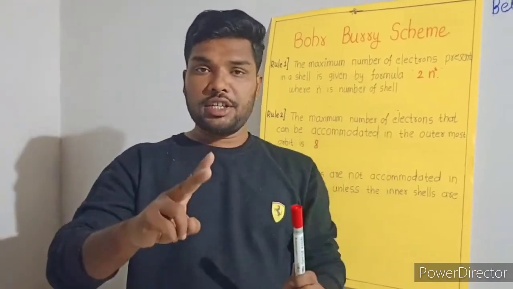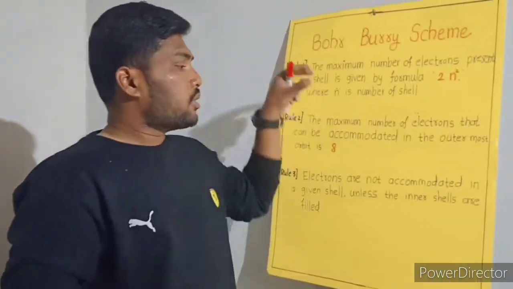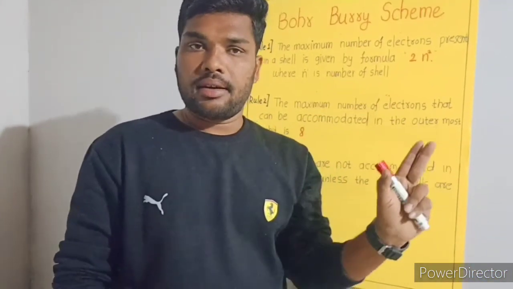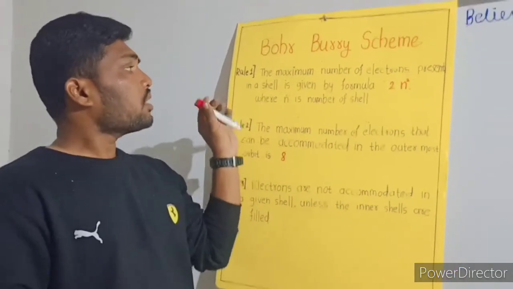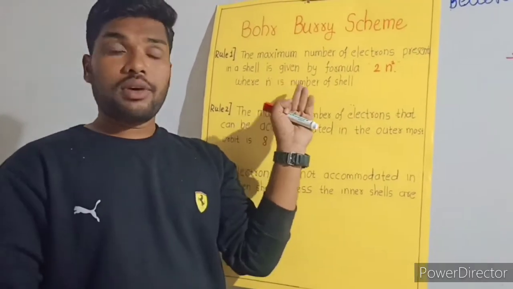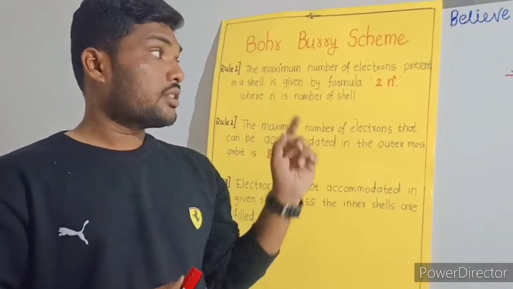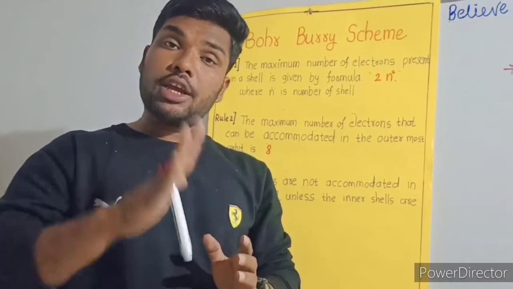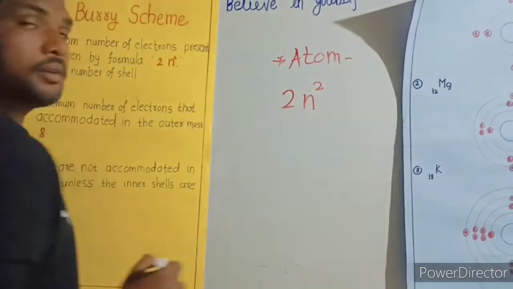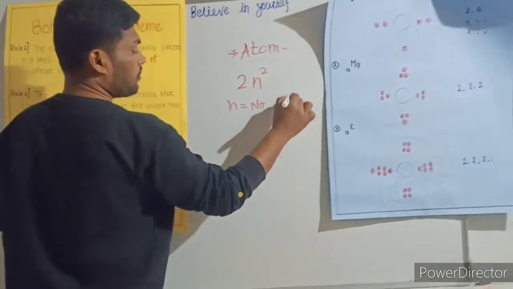Bohr and Bury were 2 scientists. They studied the structure of the atom and discovered 3 rules, and these rules help us to distribute the electrons in the cells. See here. What is the first rule? The maximum number of electrons present in a cell is given by the formula 2n square, where n is the number of the cell.